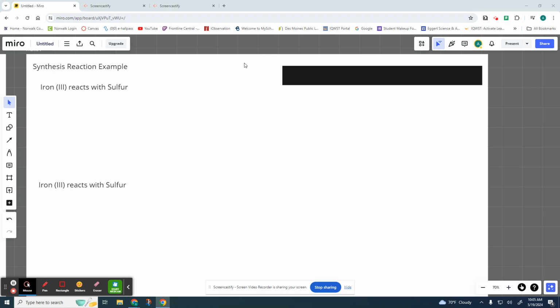This video is going to go over two examples of a synthesis reaction. You all need to be aware that a synthesis reaction typically takes place when you have two elements or two compounds interacting with each other to make a more complex compound. The first example is iron 3 reacting with sulfur.